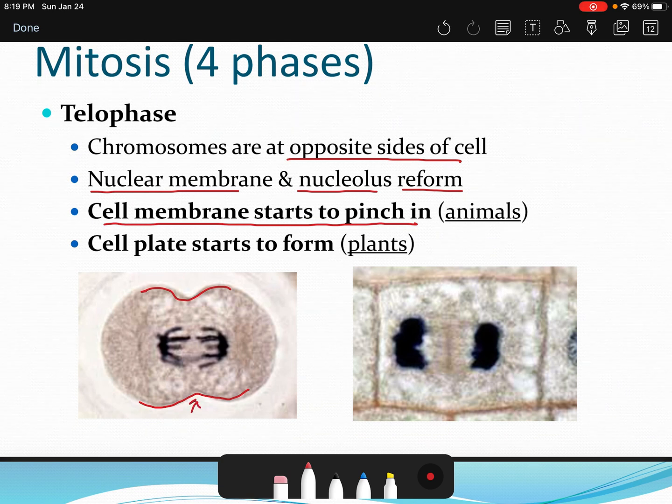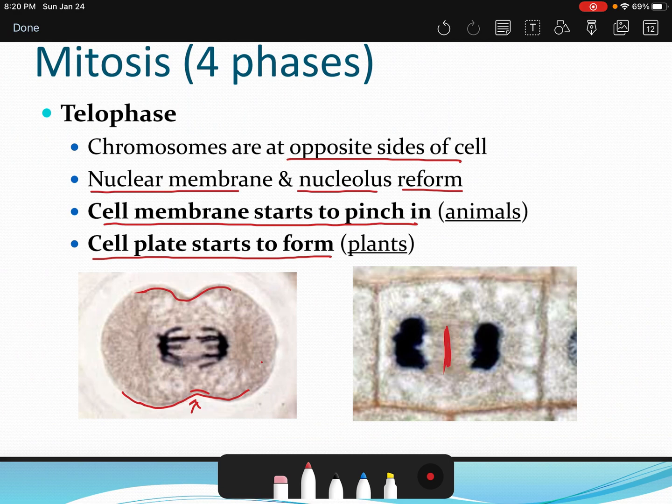And in a plant cell, a cell plate starts to form. That's this little line right here. Okay? And you can see that the chromosomes are on opposite sides. So once you start to see that cell plates start to form in a plant cell, or that the cell membranes start to furrow or pinch in, then you know that cell is in telophase. It's not totally split yet, but the nuclear contents have split.